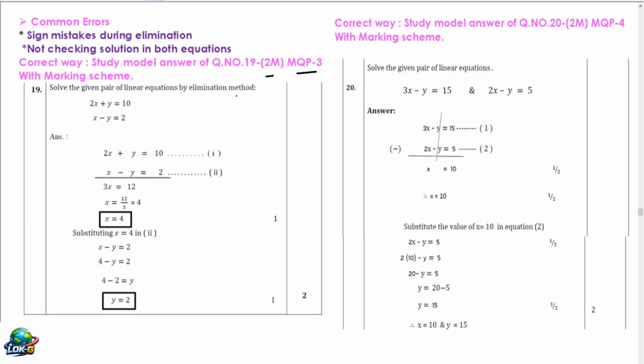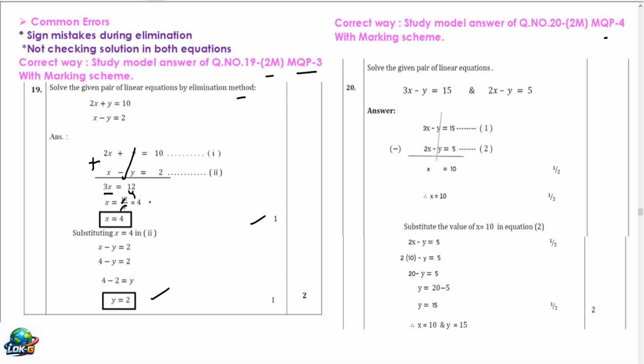Solve the given pair of linear equations by the elimination method. Very easy. Observe the sign. Whenever the signs are different, you need not subtract, just add them. y gets cancelled. 2x + 3x is 3x = 12. x = 12 upon 3. 3 ones are 3, 3 fours are 12. You will get x = 4. Substituting x = 4 in equation number 2, you get 4 - y = 2. Take 2 to the left, y to the right. 4 - 2 is 2, therefore the answer is 2. Each carries 1 mark.